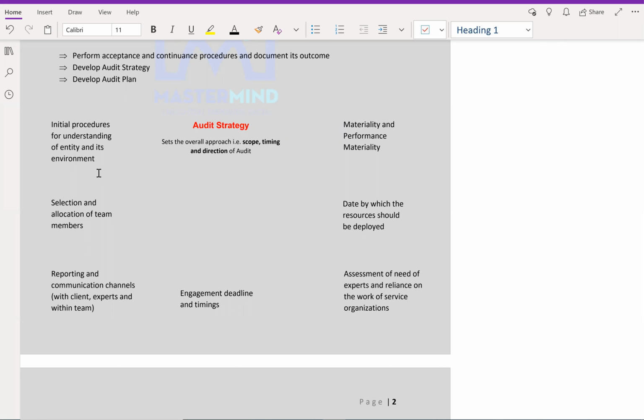How will you communicate your work to your senior? How will you send them the sheets? How will you send them your working papers? How will you report to your partner when you are basically presenting evidence that you've gathered?